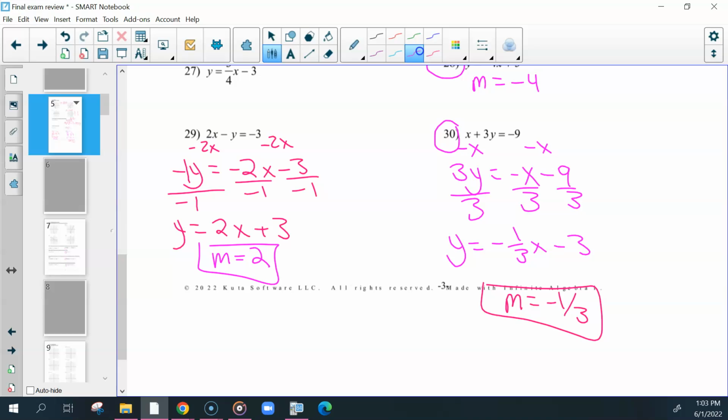Any other questions on this page? Okay. Divide the numbers here. We're dividing just the numbers. The x just comes next to it. We're dividing negative 2 and negative 1.